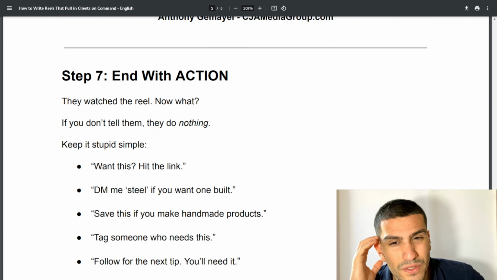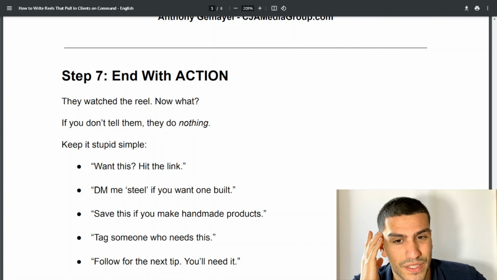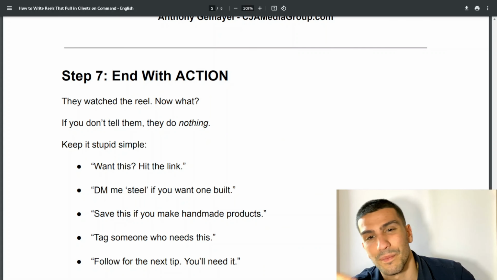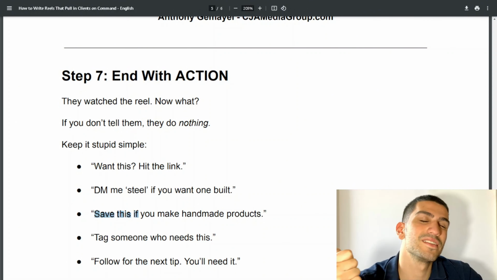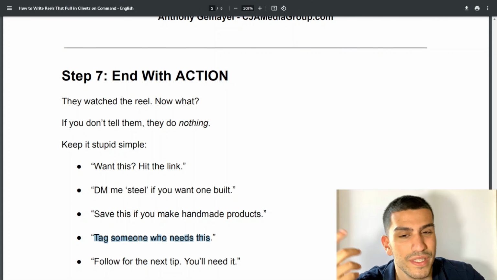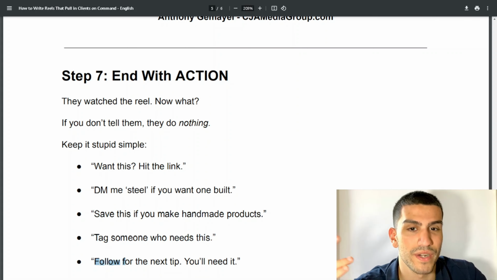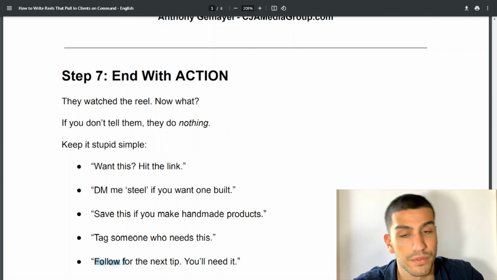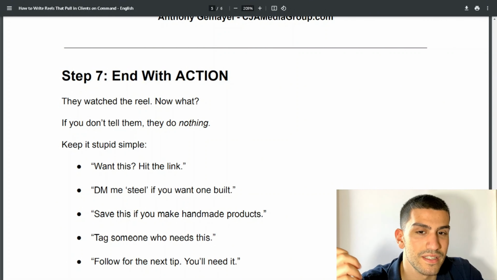Or, "if you like this video, you better save it, because next week we're gonna double down on content and create much more videos like this and even better." Or you could go down the route of "save this if you make handmade products." It depends on what your aim is. "Tell someone who needs this," or "follow for the next tip."